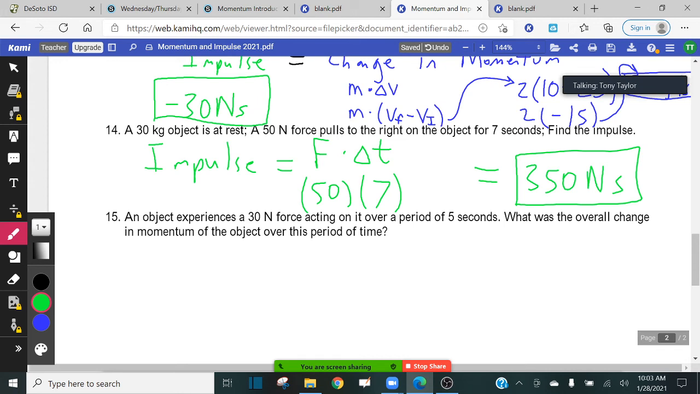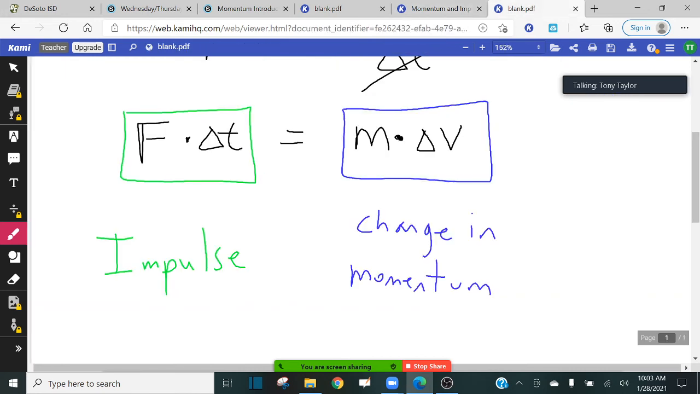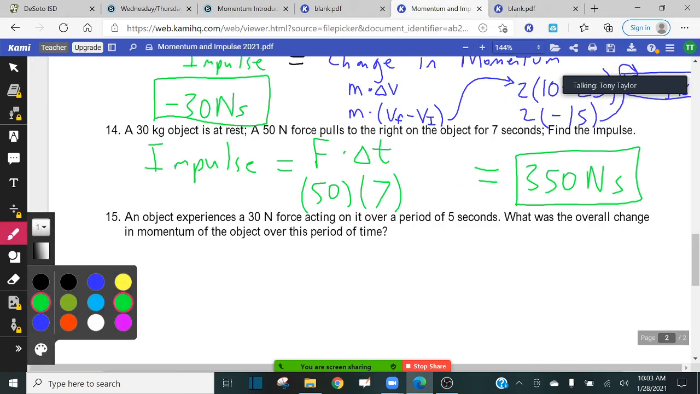Last one, look at number 15. Number 15 says an object experiences a 30 Newton force acting on it over a period of 5 seconds. Well, what's the overall change in momentum of this object over this period of time? So, guys, remember what this theorem says. If we know the impulse, we know the change in momentum, right? Because that's what it says. It says impulse acting on an object is equal to the object's change in momentum.